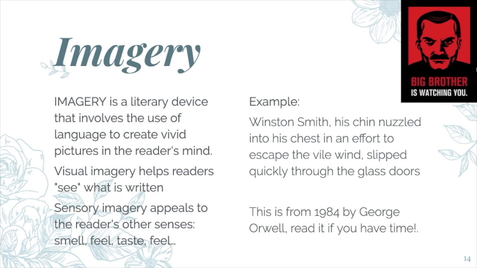Okay, for example: Winston Smith, his chin nuzzled into his chest in an effort to escape the vile wind, slipped quickly through the glass doors. This is an excerpt, or a sentence, rather, from 1984 by George Orwell. If you haven't read it, I do recommend it. It is a very good book, and you'll most likely read it later on in high school, so it's a good thing to read it ahead of time. That way you're more familiar with it.